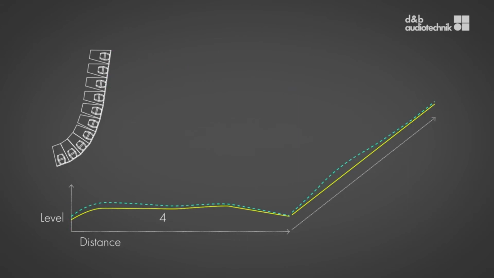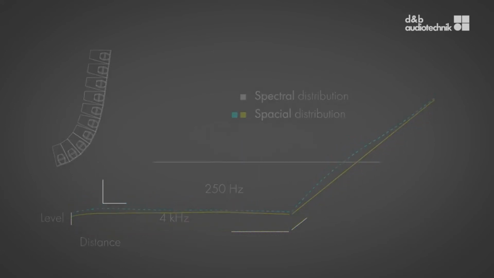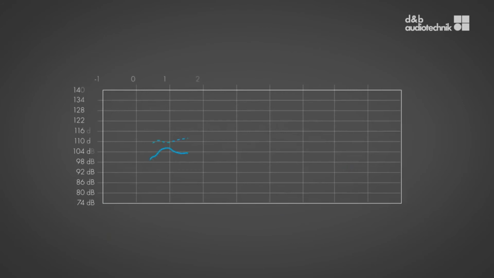To use array processing effectively, correct venue data and meaningful splay angles are required. The vertical dispersion of an array depends on its length and mechanical shape. It is also frequency dependent. This means that the tonal balance, or spectral distribution, and the level, or spatial distribution, cannot be completely consistent. This fact is visualized in the level over distance plot in ArrayCalc. The tonal balance is only consistent in areas where the two frequency lines are parallel.